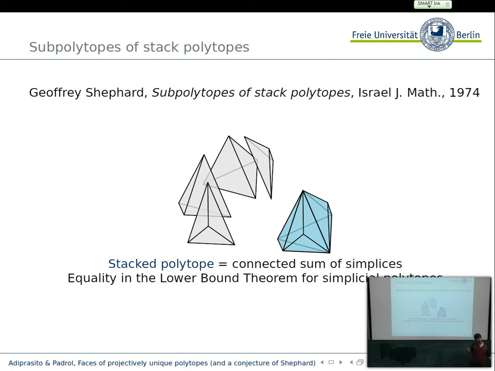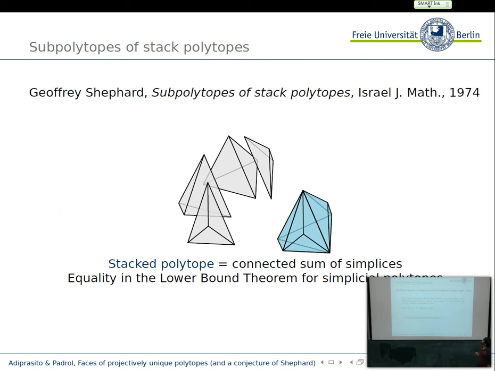Well, I mean, it is a combinatorial definition, but what I told you is a way to realize them. And of course, the second definition, which is a connected sum of simplices, is exactly the same as I said.